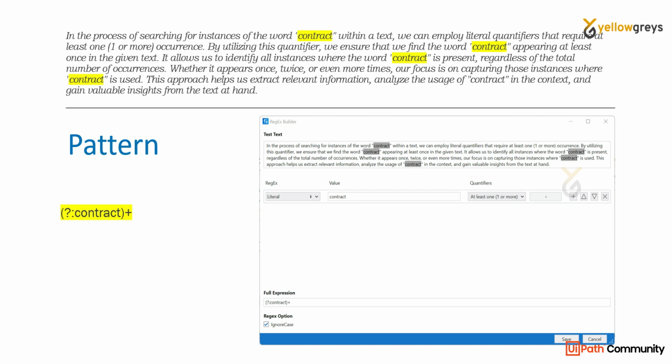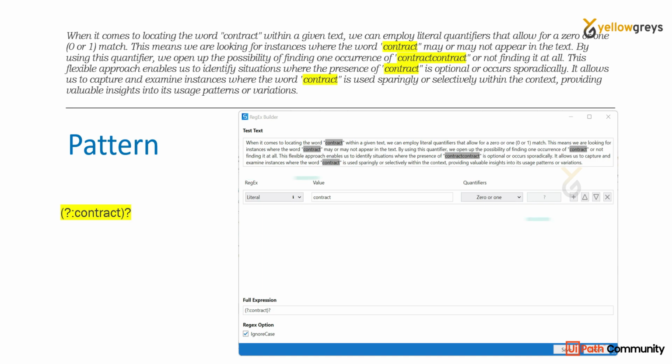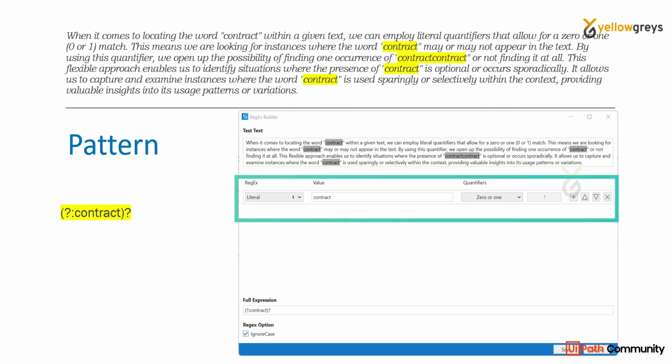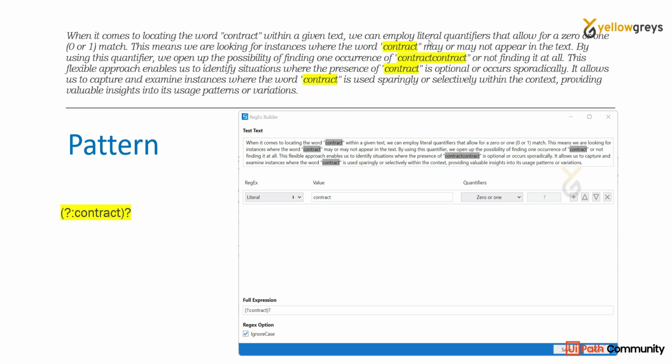Okay. So yes, you can see the pattern here, and you can see the difference of what is "at least one or more". And moving on to the next quantifier, that is called 0 or 1. So what is 0 or 1? When it comes to locating the word contract within a given text, we can employ literal quantifiers that allow for a 0 or 1 match. This means we are looking for an instance where the word contract may or may not appear in the text. By using this quantifier, we open up the possibility of finding one occurrence of contract or not finding it at all.